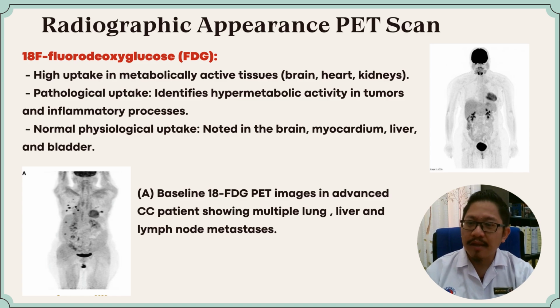FDG shows high uptake in metabolically active tissues such as the brain, heart, and kidneys. For pathological uptake, it identifies hypermetabolic activity in tumors and inflammatory processes. Normal physiological uptake is noted in the brain, myocardium, liver, and bladder. For example, in figure A, baseline 18F FDG PET images in an advanced colorectal cancer patient show multiple lung, liver, and lymph node metastases.